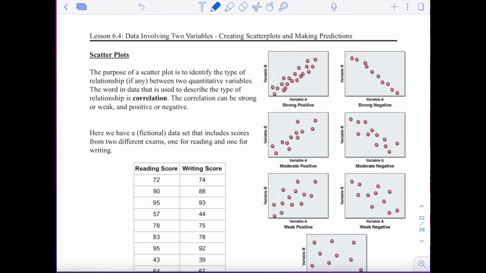Hi everyone, let's look at lesson 4. Lesson 4 is our first lesson involving data using two variables. What does that mean? Well, essentially it means that your variables are actually an ordered pair x and y.